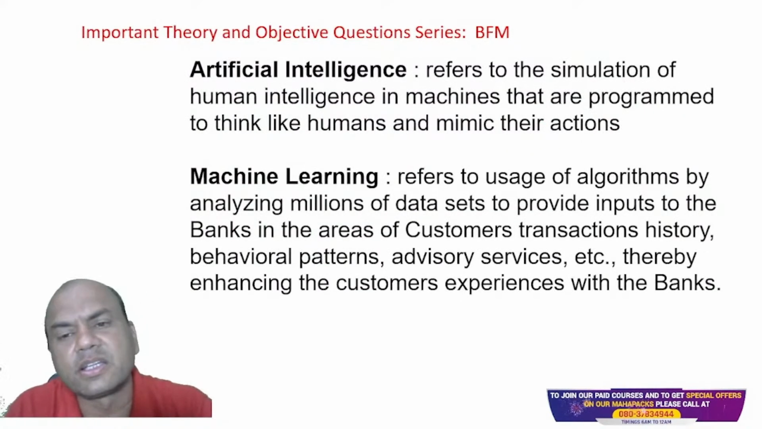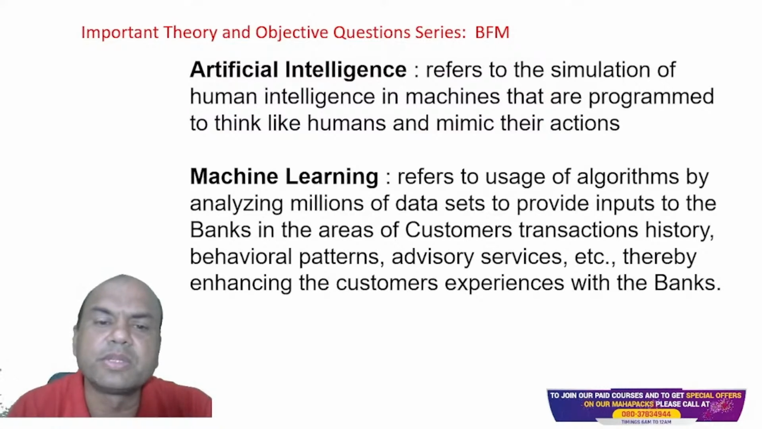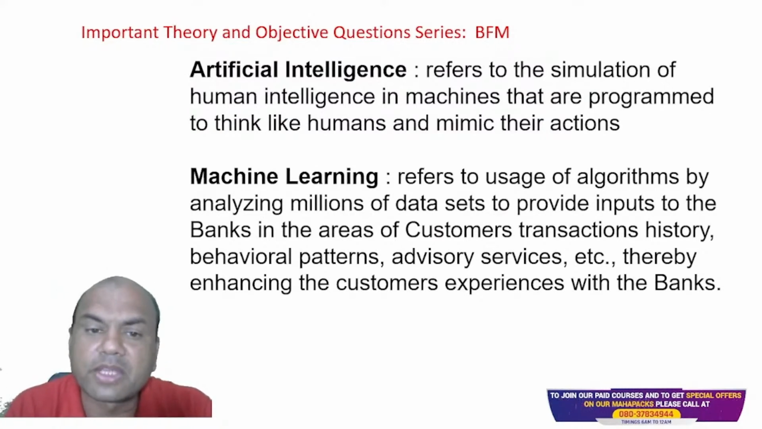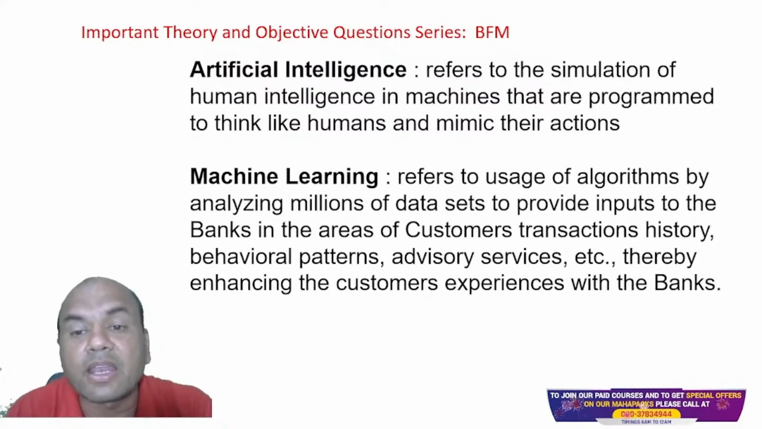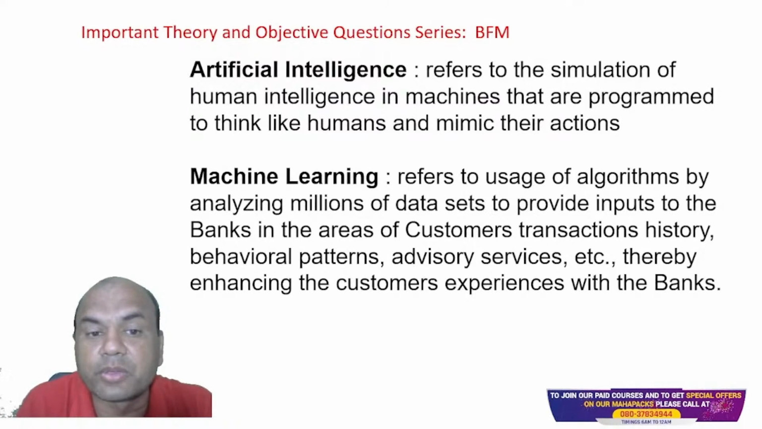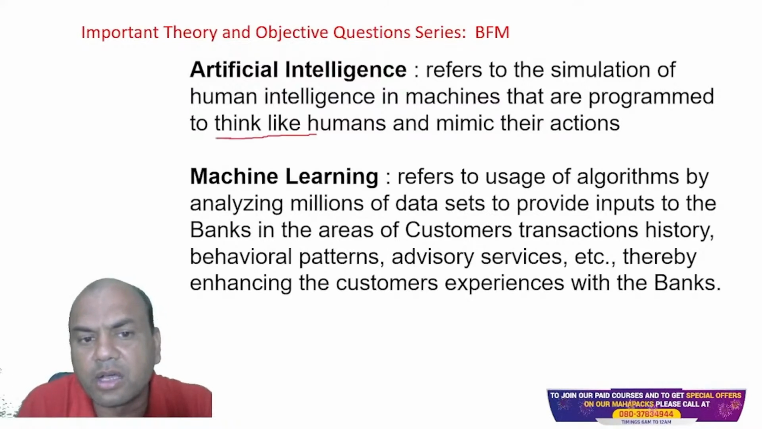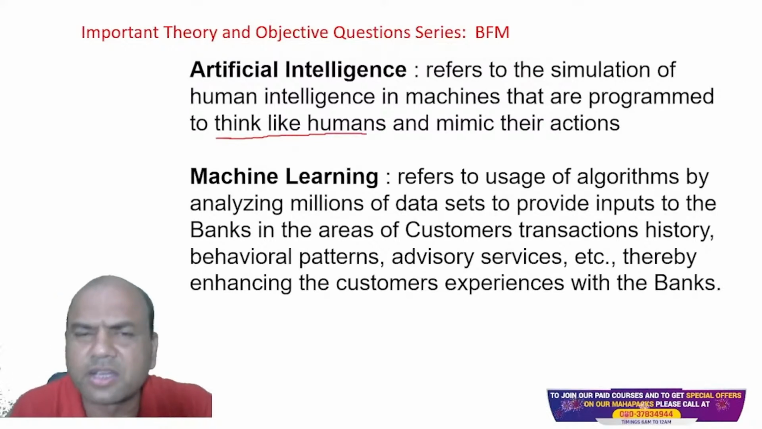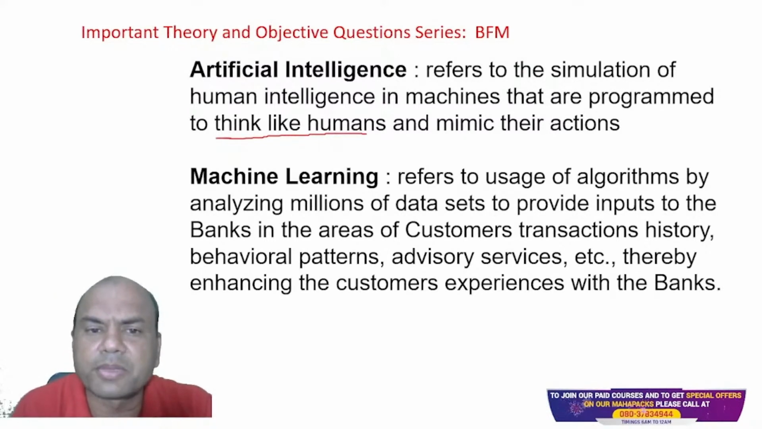AI, artificial intelligence. It refers to the simulation of human intelligence in machines that are programmed to think like human beings and mimic their actions. Understand this, programmed to think like human beings. You'll say, sir, how can a machine replace a human being? Of course, it can't. No machine can replace a human being.